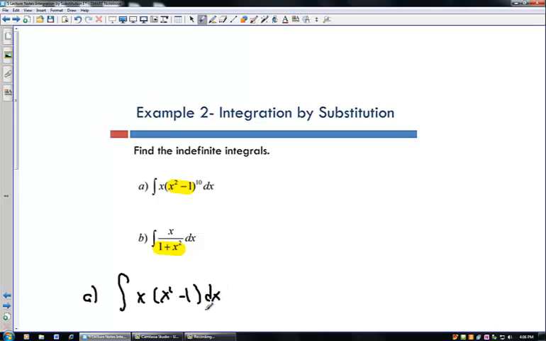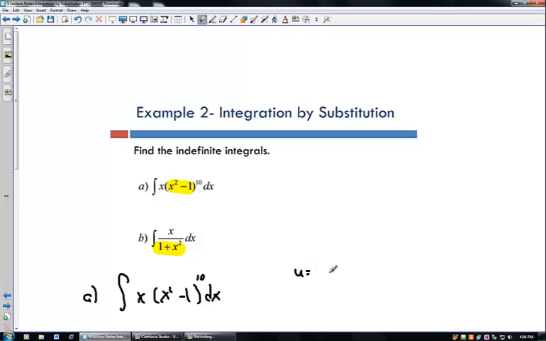Now when I look at this problem, I know it's not one of my 4 types. It's not just a power function. It's this is to the 10th. It's not an exponential. It's not a logarithmic, like a 1 over x. It's not a trigonometric function. It's not an inverse trigonometric function, and so on. So I know I have to use substitution.